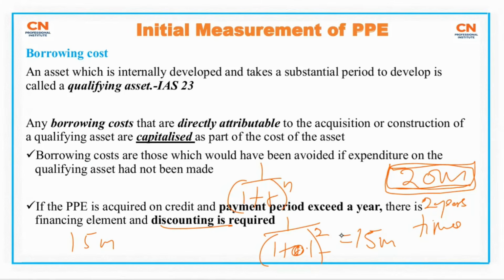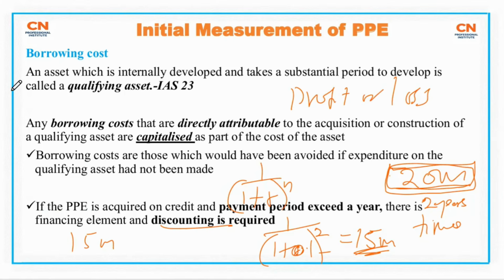In this case, the difference between the 20 million and the present value of 15 million, that 5 million, is called interest on deferred settlement. And interest on deferred settlement is recorded in what? Profit or loss. It's not capitalized. Profit or loss as an expense, and it's not added to the cost of the PPE.